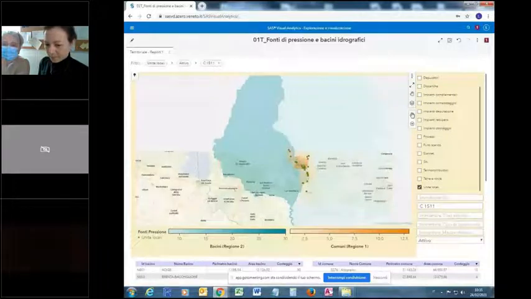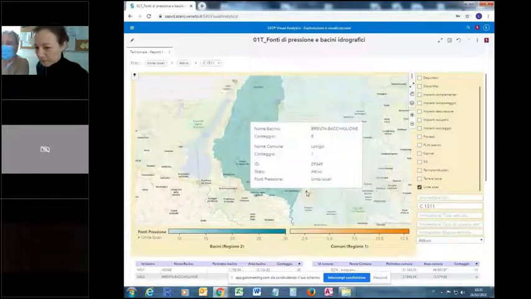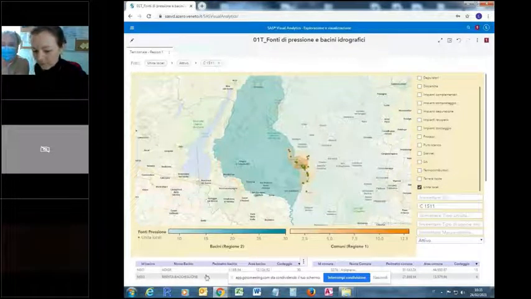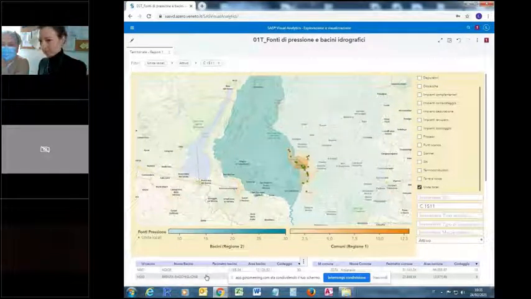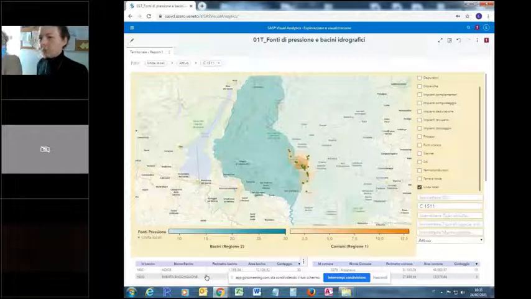In the tables below the map, please scroll down. You can see that on the left we have the count of tanneries by river basin, and on the right by municipality. Okay.